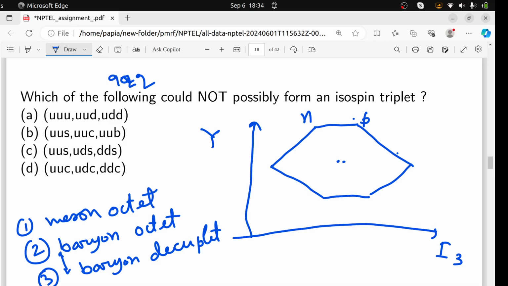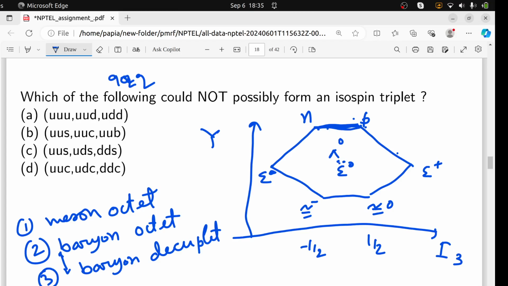So how do you tackle that one also? Here I am writing N, P, cascade minus, cascade 0, sigma minus, sigma 0, sigma plus, and lambda 0. Just check here, this is in an isospin state. Why? Because here it is minus half and half. The I3 value is minus half and half, and the I value is half for these two particles.